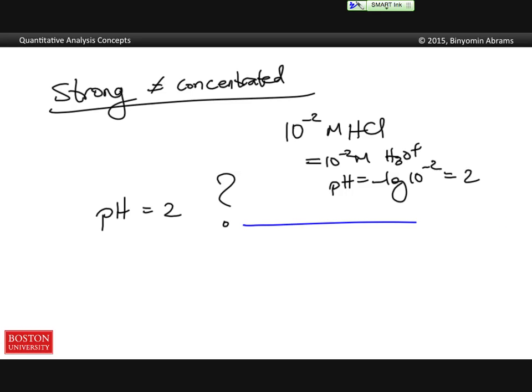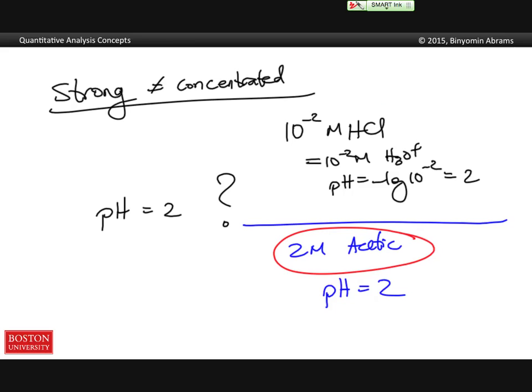Alternately, I might have 2 molar acetic acid. That's the one we looked at just before. And so I don't have to prove to you that the pH is 2. 2 molar acid, 10 to the minus 2 molar acid, 0.01 molar acid. Here we have 2 different acids with 2 different concentrations getting the same pH. So pH alone doesn't tell us whether an acid is strong or weak. It simply is a measure of the hydronium ion concentration.